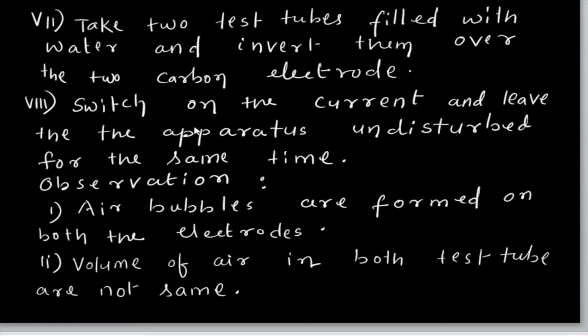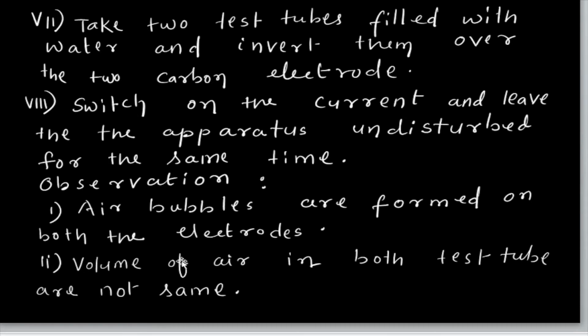Then you attach the battery properly, the 2 electrodes join here, and leave the apparatus undisturbed for some time. Then after that you see some reactions in water, and air bubbles are formed at the electrodes. Those bubbles are hydrogen and oxygen.